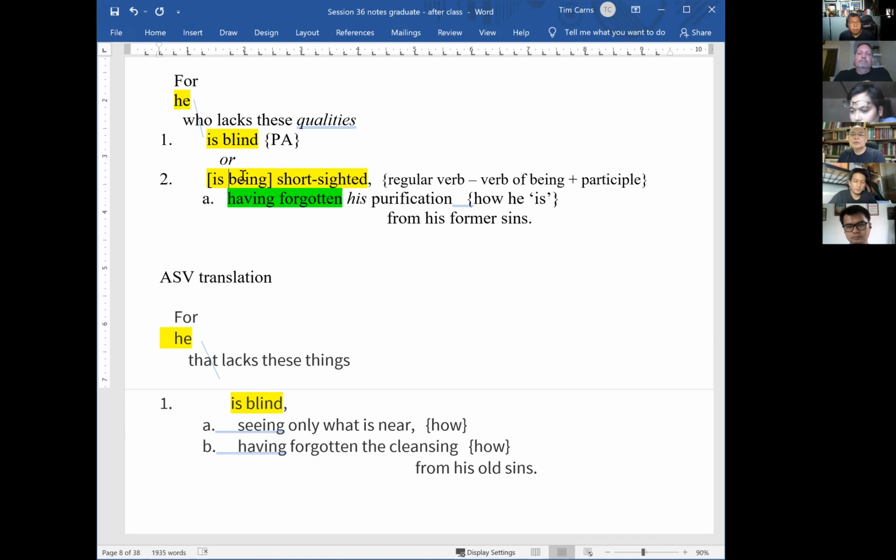Tim, is it also, when you look at the NAS, it actually makes more sense even in the English, because you're either blind, you can't see anything, or short-sighted, you can see but dimly. Whereas when you look at the ASV, if you're blind, how can you see only what is near? Exactly. It now introduces some questions, like what does he mean? If he's saying he's blind, how come he then says he can see something? So it makes it a little more confusing. That's a good observation.